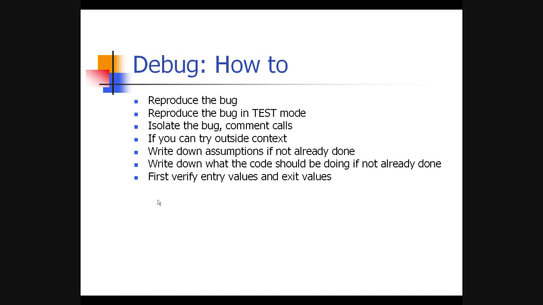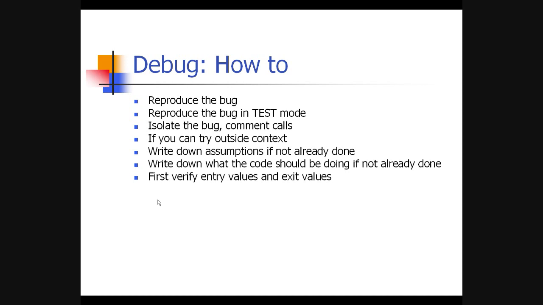Then, once all that is done, you've prepared your code for debug. Verify entry values and exit value. How many times do you have a method or a procedure where you're supposed to have a company code inside a parameter and you have the company name instead, or something like that? If that happens, or if the value is empty, then you probably just found your bug.